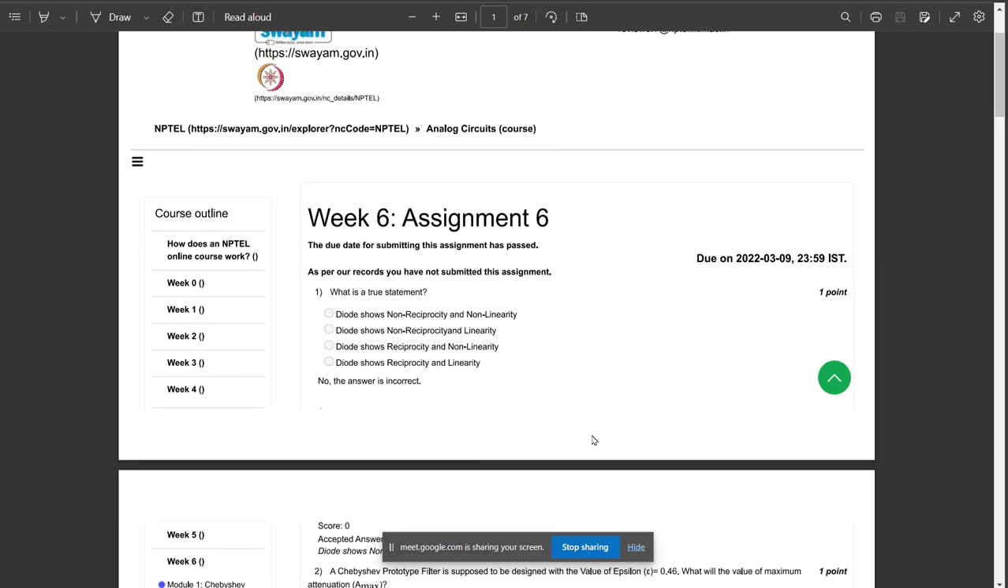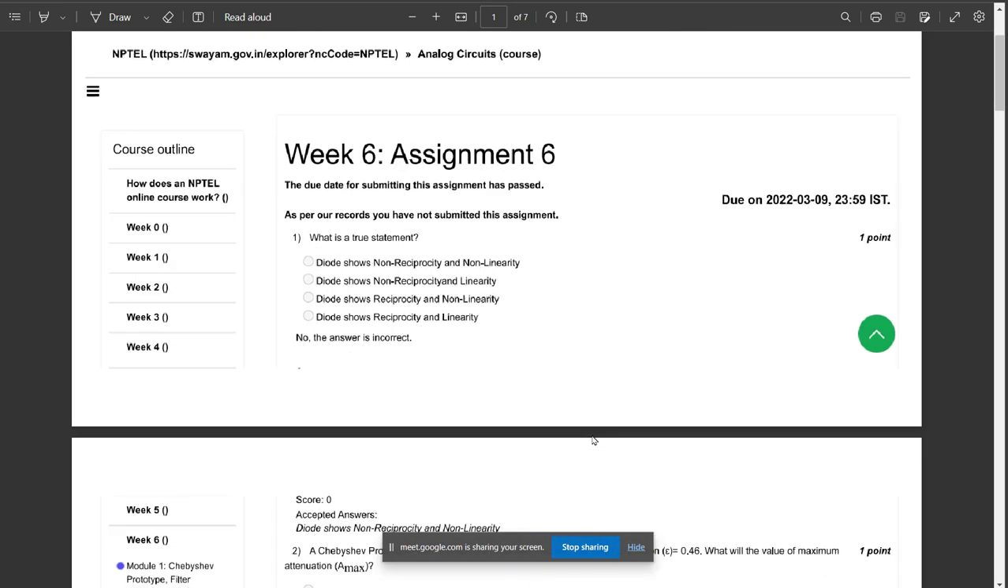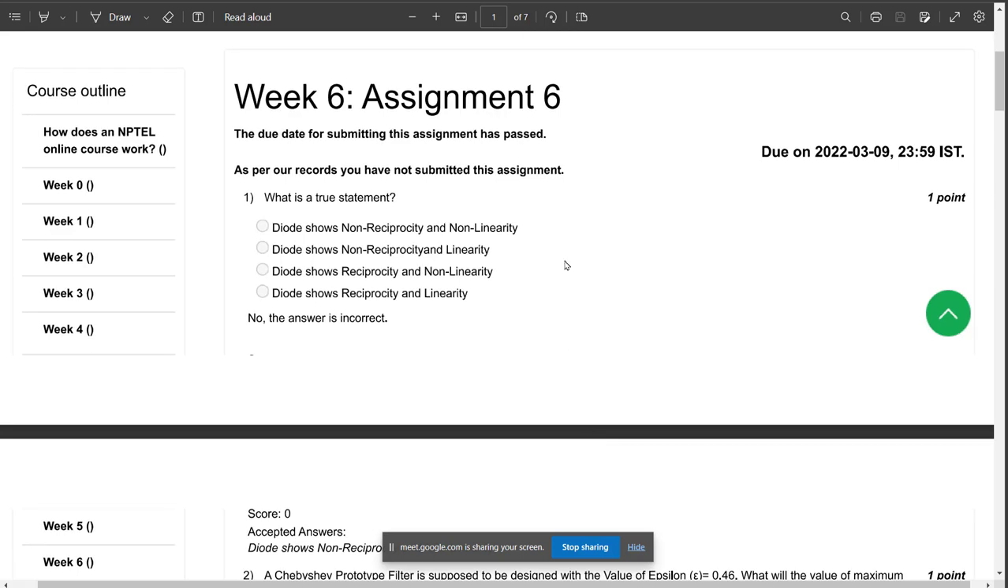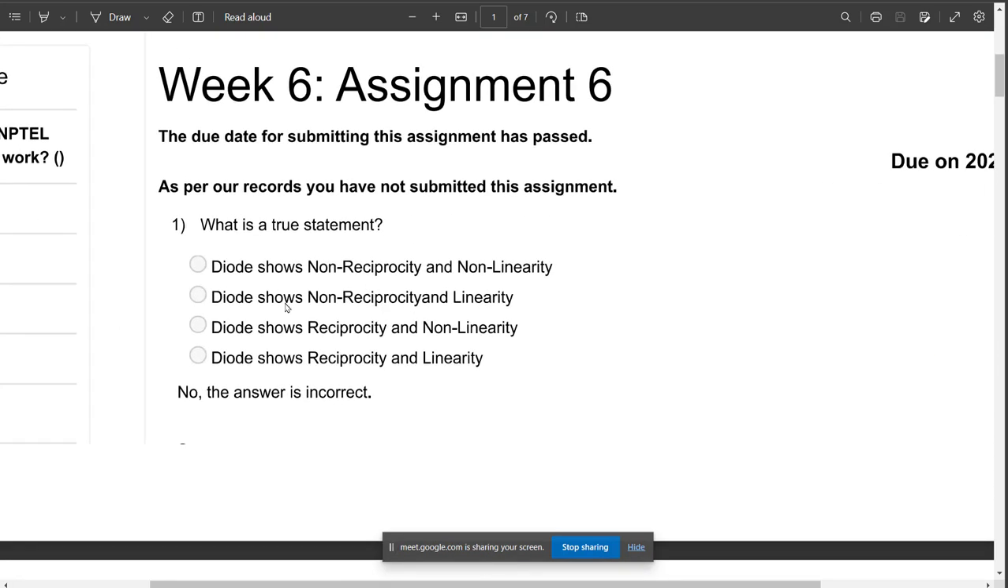Week 6, assignment 6. First question: you have to tell if the statement is correct or not. First option is diode shows non-reciprocity and non-linearity. Second option is diode shows non-reciprocity and linearity. Third option is diode shows reciprocity and non-linearity. Fourth option is diode shows reciprocity and linearity.